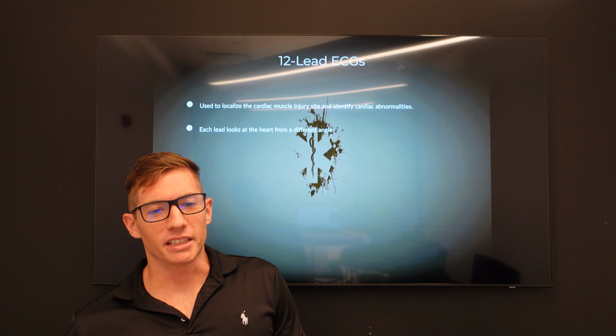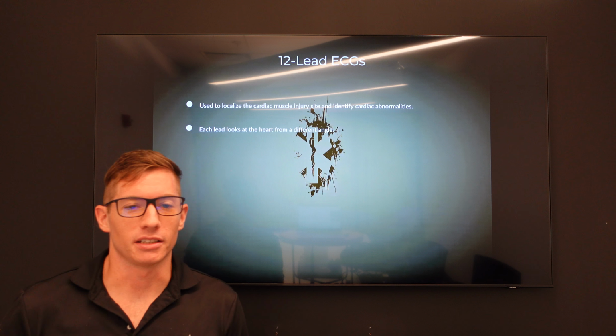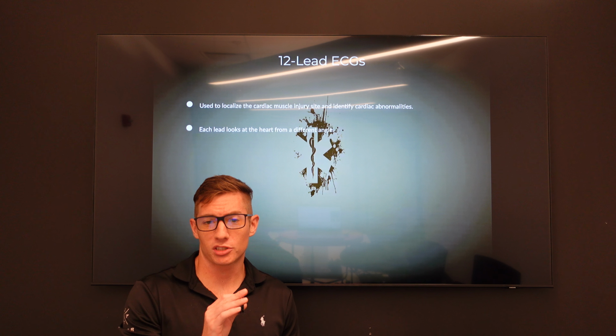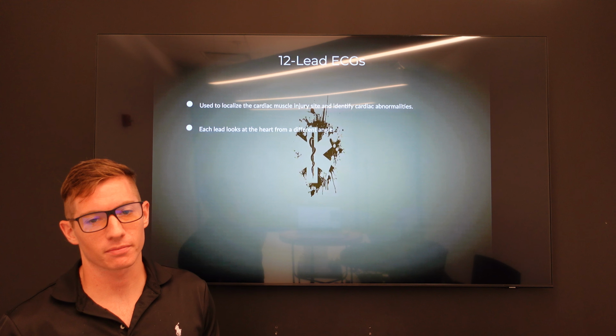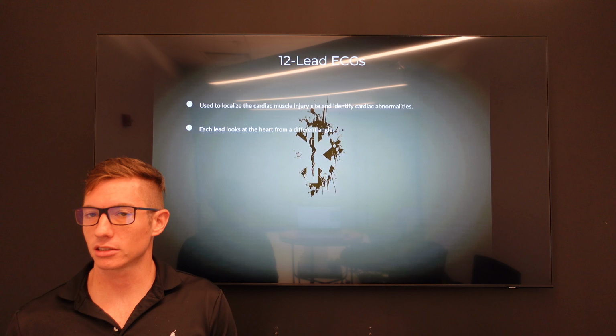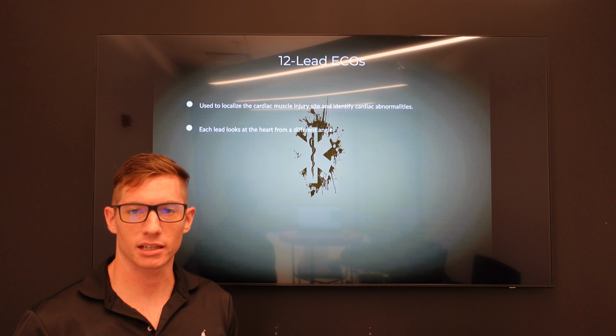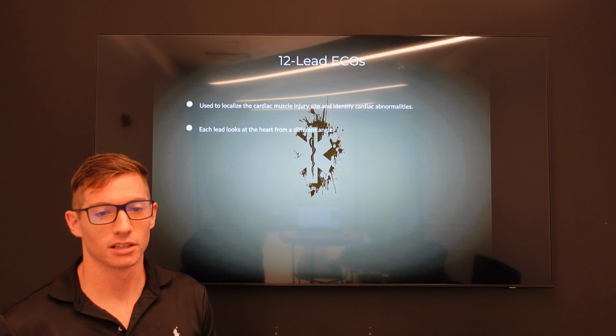All right, 12-lead EKGs. The purpose of a 12-lead is to enable viewing the heart from several angles, from localized sites of cardiac injury, to identify dysrhythmias and other abnormalities. I think we're going to get into heart attacks now.